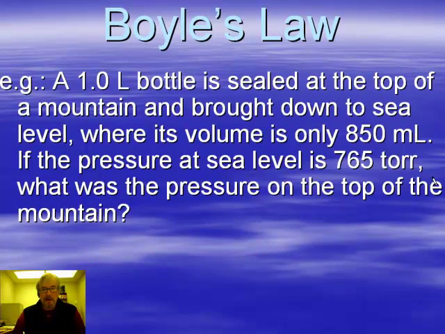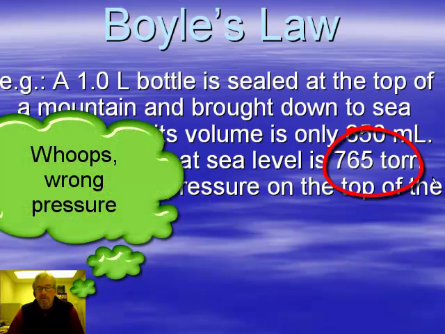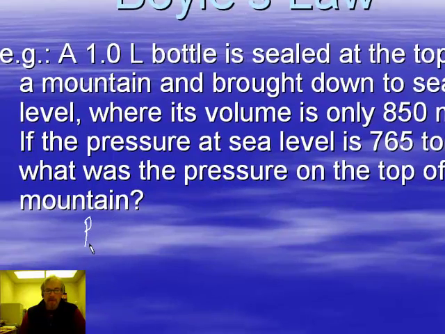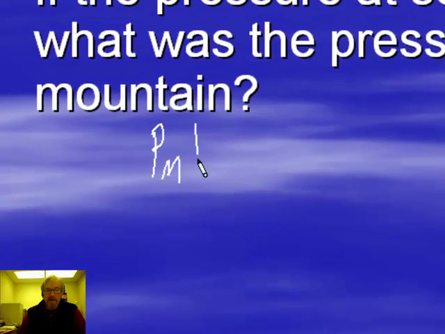Like say you had this one. A 1 liter bottle is sealed at the top of a mountain and it's brought down to sea level. Its volume there is 850 milliliters. If the pressure at sea level is 865 torrs, what was the pressure on top of the mountain? So we can modify Boyle's law for this situation by saying the pressure on the mountain times the volume on the mountain has to be equal to the pressure at sea level times the volume at sea level.